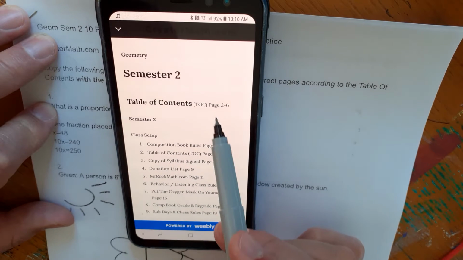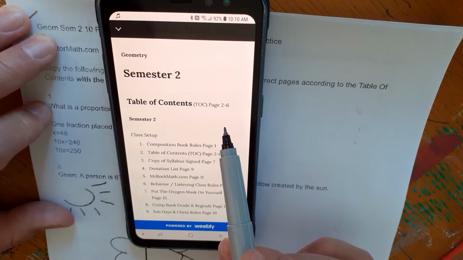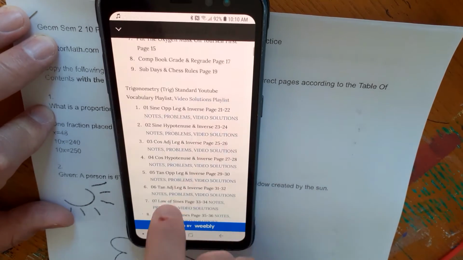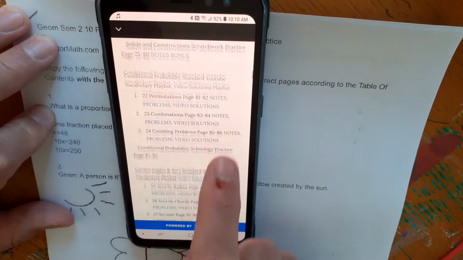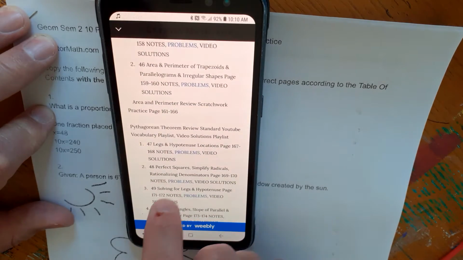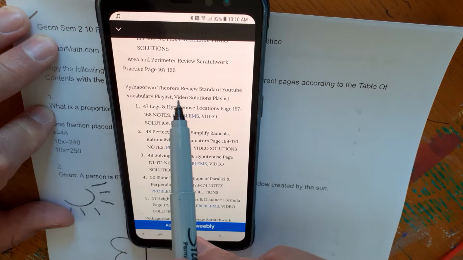This should be written into pages 2 through 6 of your composition book a long time ago by now. If not, you're going to write in this entire table of contents, and we're going to go down and find the unit we're in. That tells us what pages all the units are on and the lessons. Here we go, Pythagorean Theorem Review.